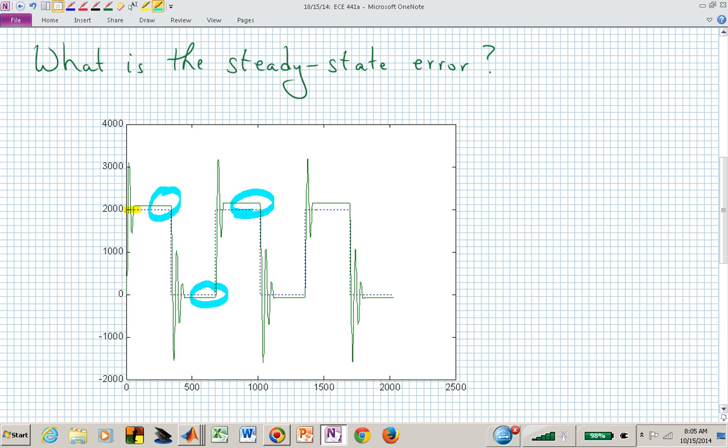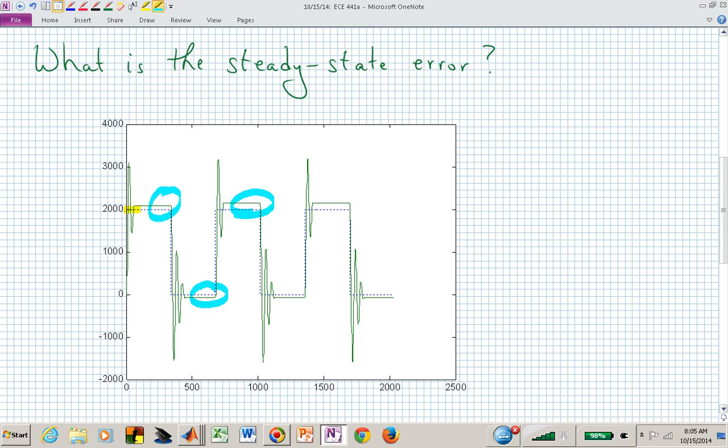Is everyone clear on the steady state error and what that means? Even though we have a reference input, which is this dashed line that's changing with time, after a short transient we still reach a steady state. And that's the error that we're interested in.